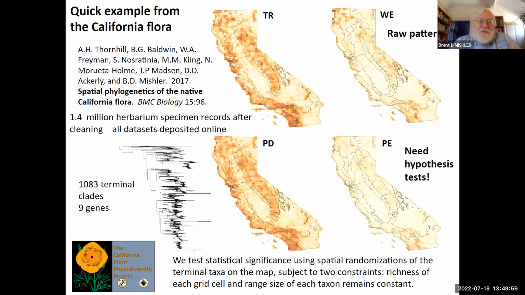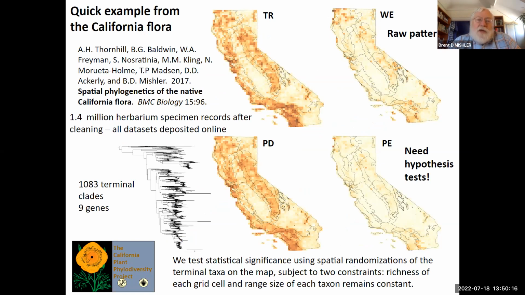And so I'll just follow up with a quick example of how we did this with California. And then Matt will be returning to some California data in a little bit. But this is a published paper from 2017, so you can check it out if you want.